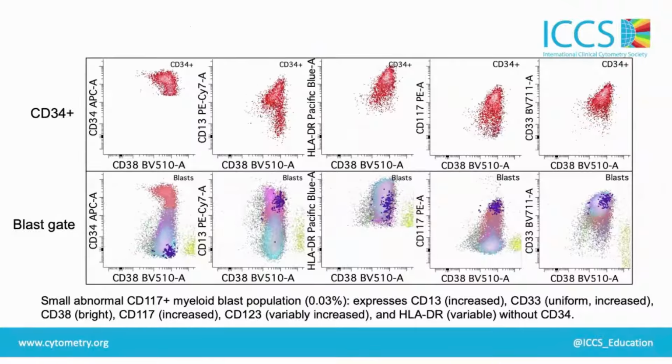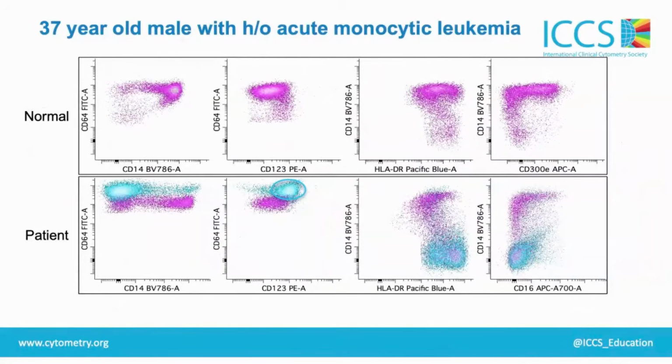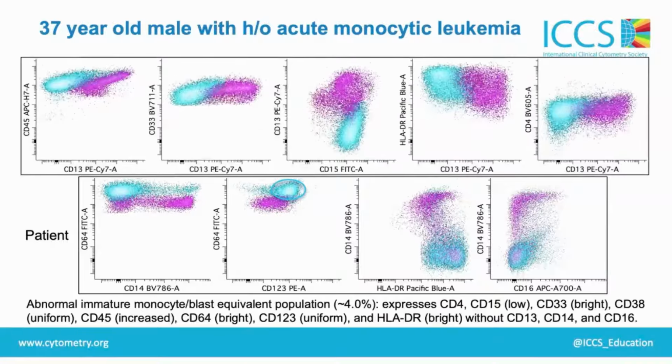This population represents 0.03% of the white cells and expresses CD38, bright CD13, 33, and 117, and variable DR without CD34. In comparison with normal monocytic maturation, the patient's monocytes contain two subsets. The pink subset is mostly mature and shows a normal pattern. The aqua subset expresses bright CD64 and 123 and lacks CD14 and 16. It also expresses CD33, 15, DR, and CD4, consistent with an abnormal immature monocyte population, 4% of the white cells.